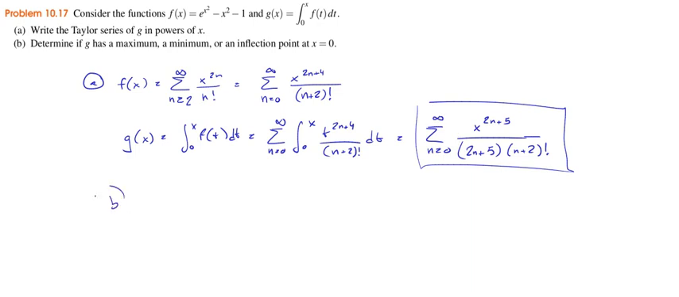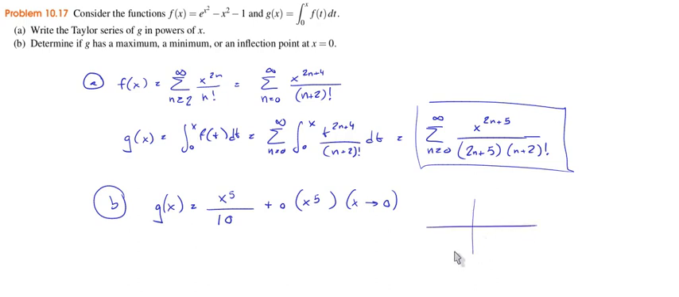Okay, now b, determine if g has a maximum, a minimum, or an inflection point at 0. Okay, so let's see the first term, right? The first term when n equals 0 is x to the 5 divided by 5 times 2, so x to the 5 divided by 10 plus small o of x to the 5, right? When x is close to 0. Now x to the 5 is a polynomial that does something like this, okay? And it has an inflection point at 0, so g has an inflection point at 0.